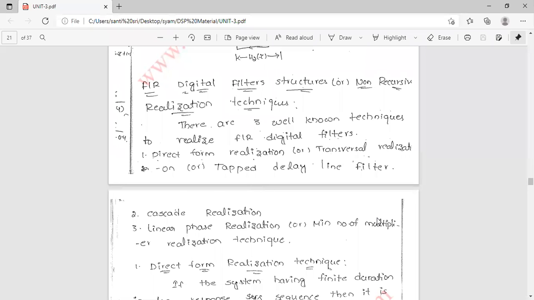Three techniques. What is the first one? Direct form realization, or transversal realization, or tap delay line filter. Second one is cascade realization. And third one is linear phase realization or minimum number of multiplier realization techniques.